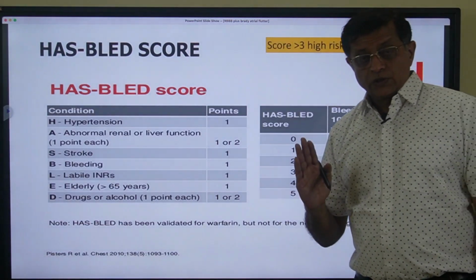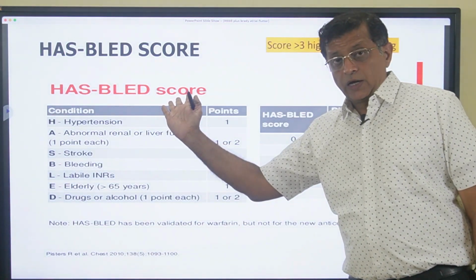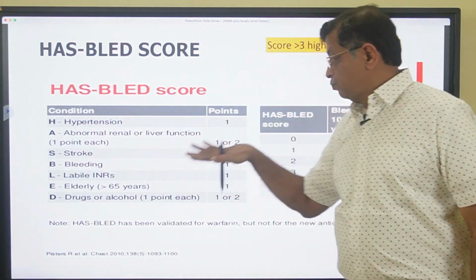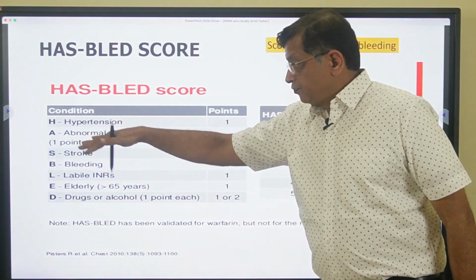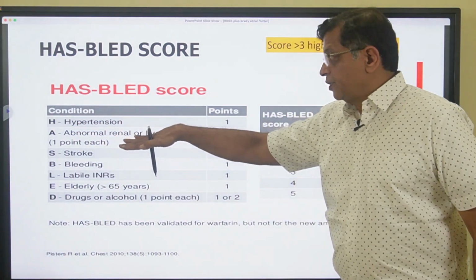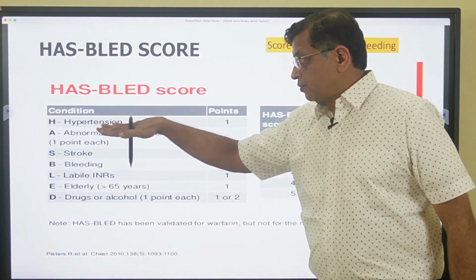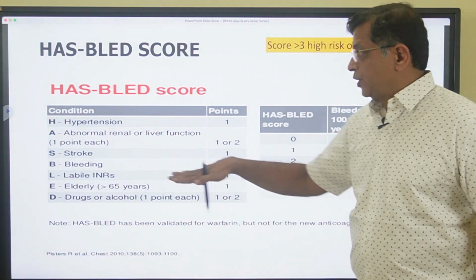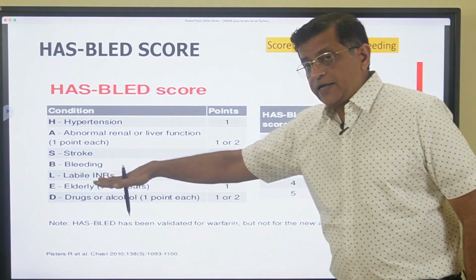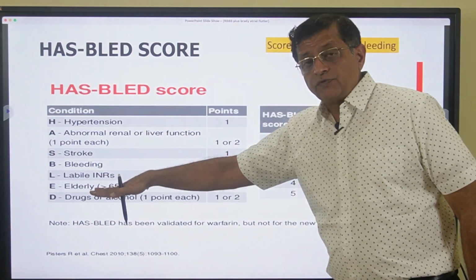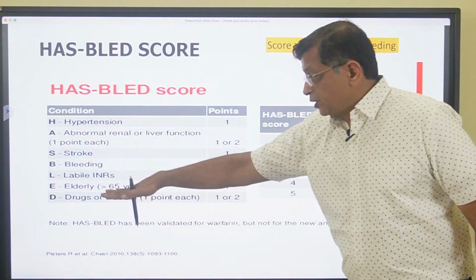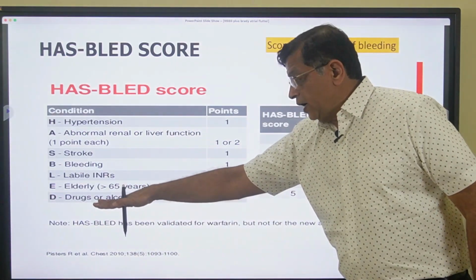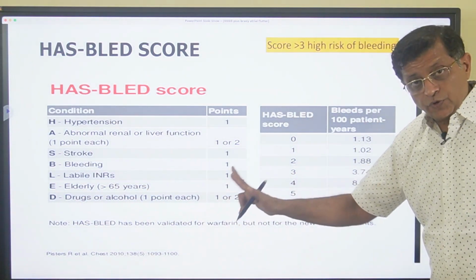Before starting anticoagulants, you have to calculate another score. Again, this is a mnemonic score, HAS-BLED. Each letter stands for a condition with points. H stands for hypertension, A stands for abnormal renal or liver function. According to the abnormality in renal and or liver function, you get 1 or 2 points. S stands for stroke, again 1 point. Bleeding, 1 point. Labile INR, INR normally should be less than 1.4. If the INR is more, then you get 1 point. If the patient is elderly, here the age limit is 65. There it was 75. And drugs or alcohol, 1 point for each.